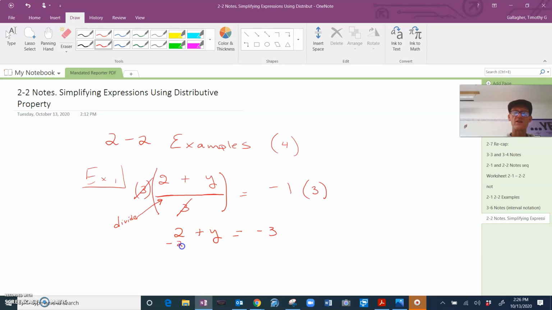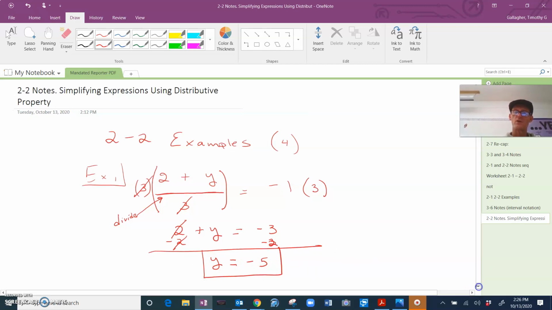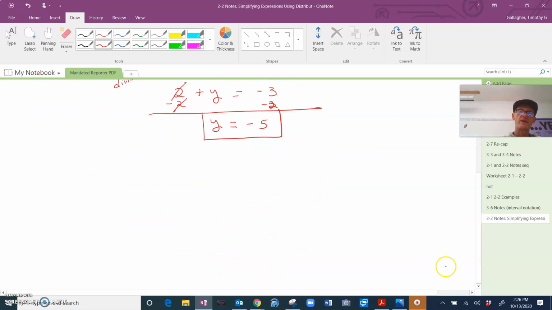And the second step for this problem would be to subtract the 2 from both sides. And you write y equals, this is solving an equation, and you get y equals -3, take away another 2 is -5. So that's example 1. And then example 2 is something like q divided by -3 plus 12 equals 2.